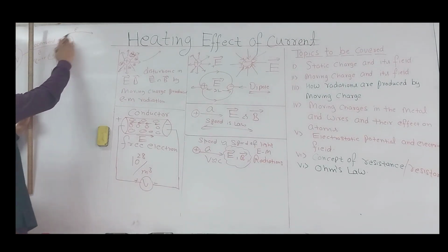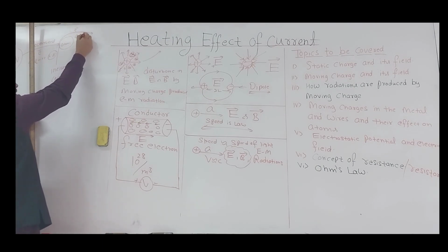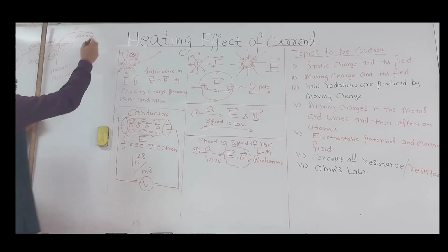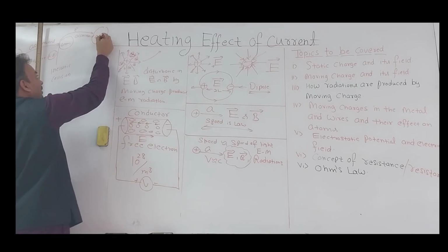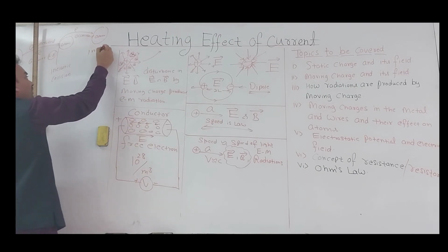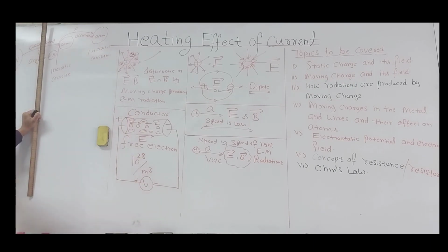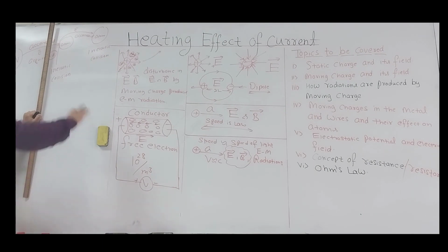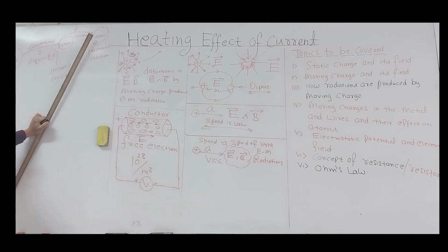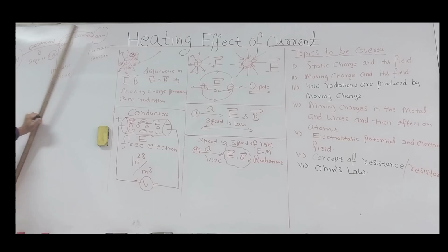And again by the electric field, it is accelerated. Again it will collide with the atom, again it will be an inelastic collision, and again it will transfer its maximum kinetic energy to the atom. So each electron is doing the same thing. The electric field and the potential are accelerating the electrons.